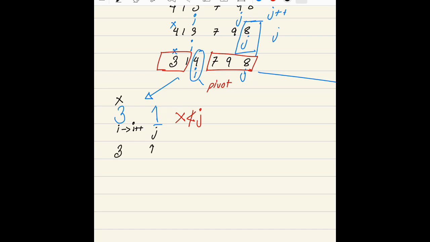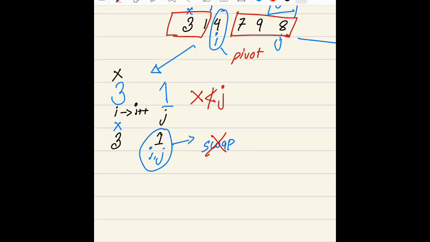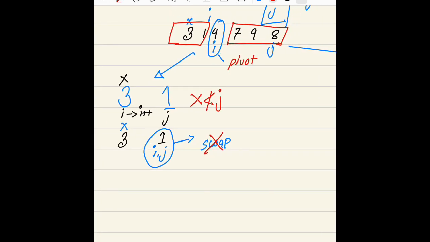So here we have i and j in the same position, and then we used to swap their places, right? But as they are in the same position, swapping doesn't do anything, because you swap one with one, it's the same value, right? So we don't do anything here. So j has reached the end of the array, right? So what did we do before?